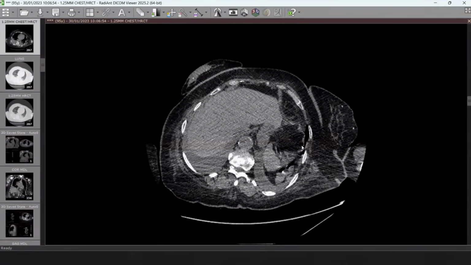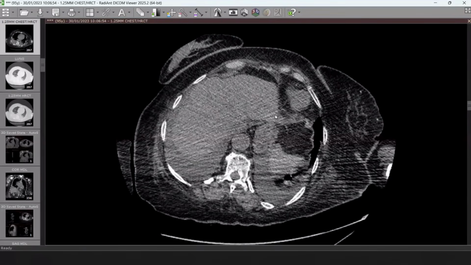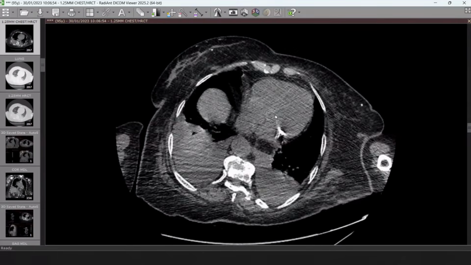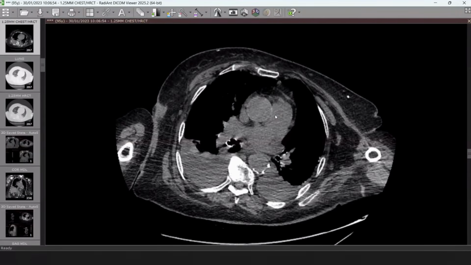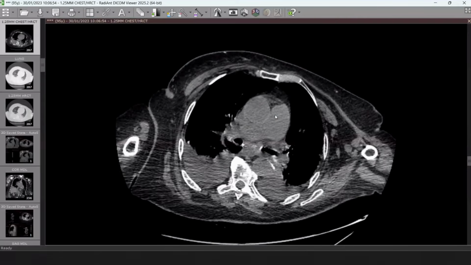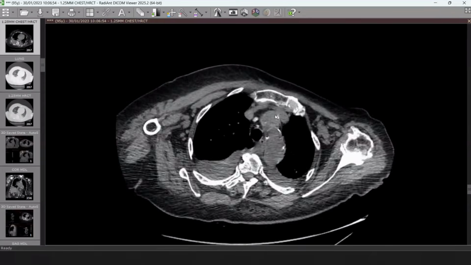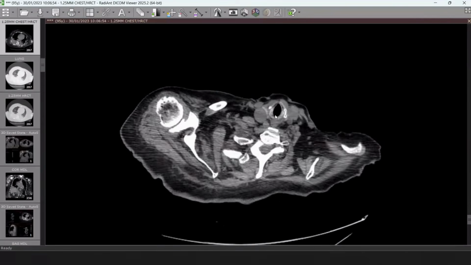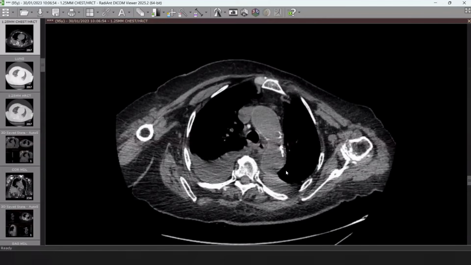If you want to scroll, I will make it larger for you. Okay, sir. So this is a soft tissue window of the same patient. There is some problem in scrolling. Sometimes it's okay. I will scroll for you. Yes, please, sir. To save your time, no problem.